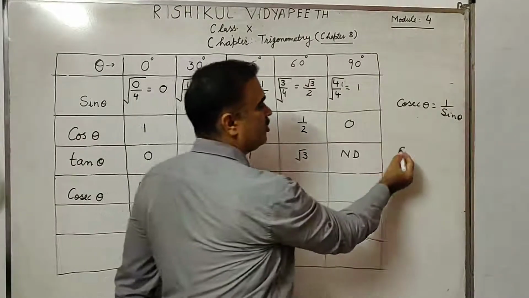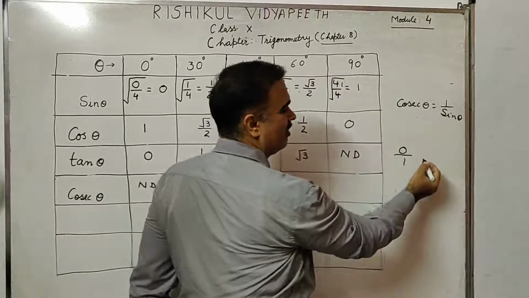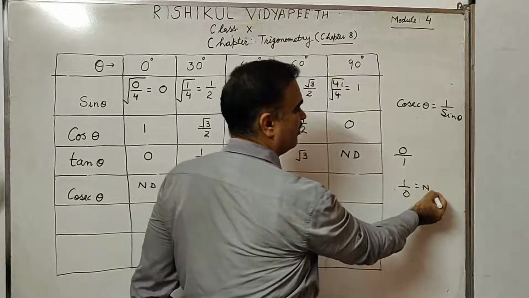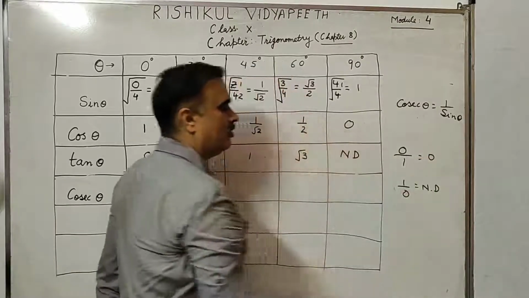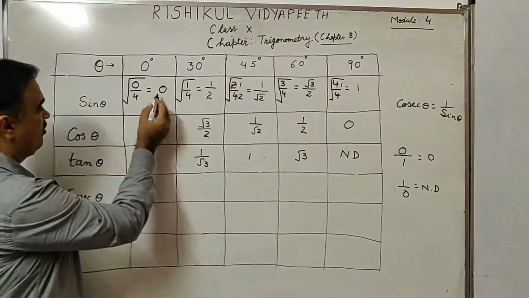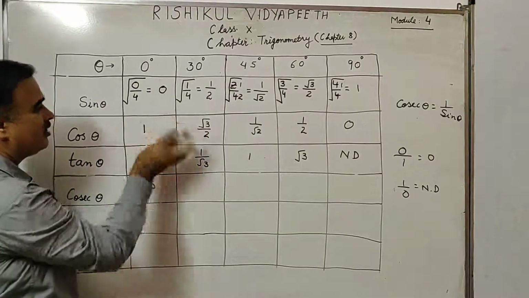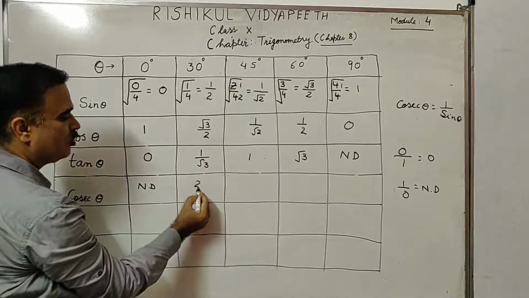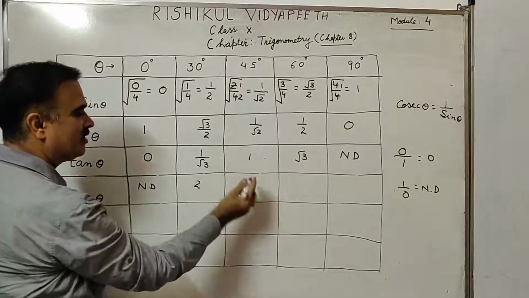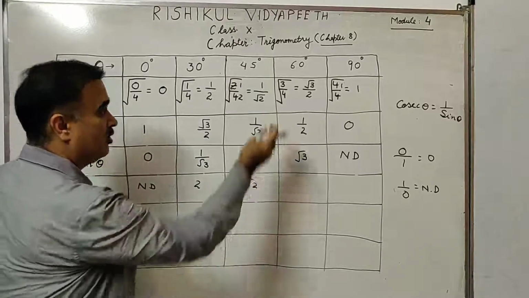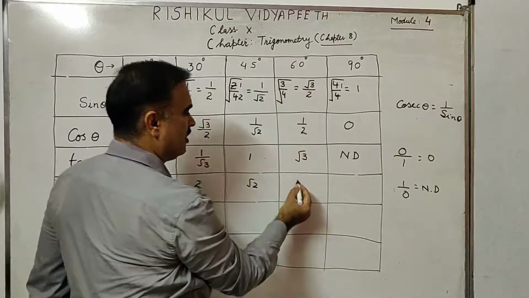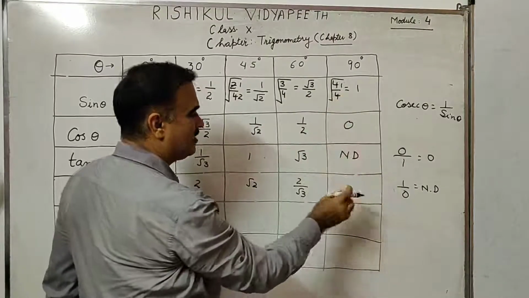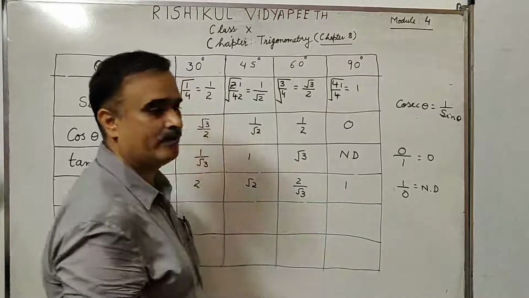See, if there is 0, 0 can be written as 0 divided by 1. If we reverse it, it becomes 1 by 0, which is not defined. So if 0 divided by 1 is reversed, it becomes not defined. 1 by 2, reversed, becomes 2. 1 by root 2, reversed, is root 2. Root 3 by 2, then the reverse is 2 by root 3. 1 reversed is 1 only.